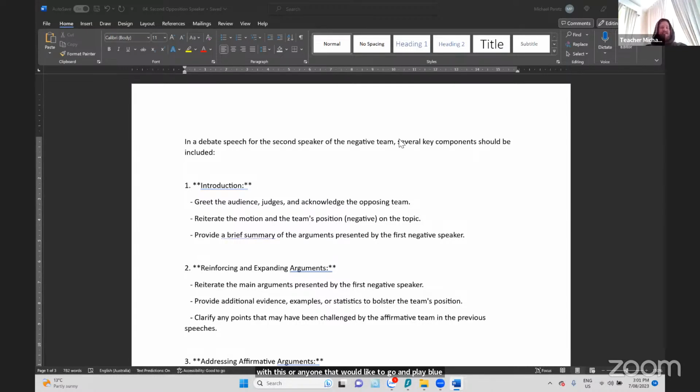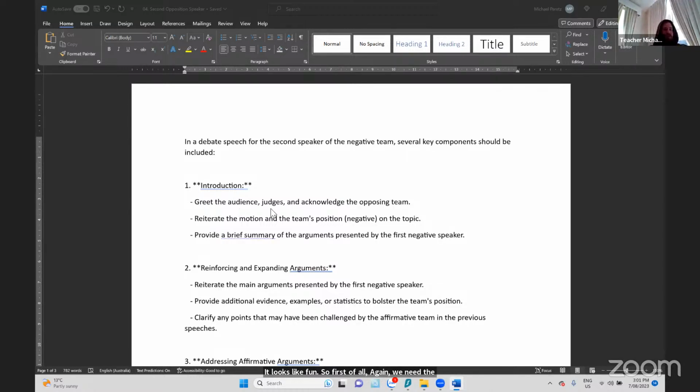Okay, so I'm going to continue on now. We're up to the speech for the second speaker of the negative team, and this is the general structure that you want to take for that speech. I'd like to have a go at reading one of these speeches. It looks like fun.